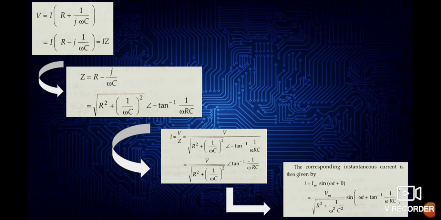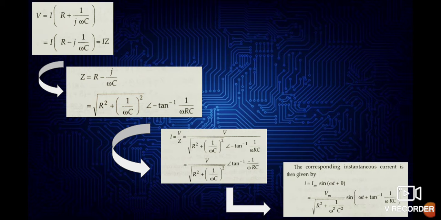So if we write down the equations of the voltage drop across the resistor and the capacitor and add up the total voltage drop in the circuit, we will get V equals IR plus I into 1 by j omega C, giving I into (R minus j into 1 by omega C), which equals I Z. Now impedance Z equals R minus j by omega C. Now if we convert it into polar form, we can represent it as root over of R square plus (1 by omega C) whole square, angle of minus tan inverse 1 by omega RC.